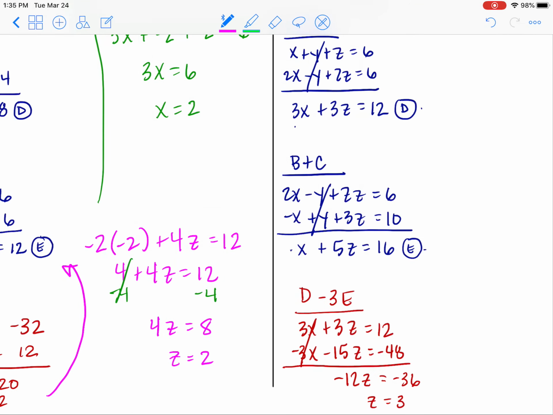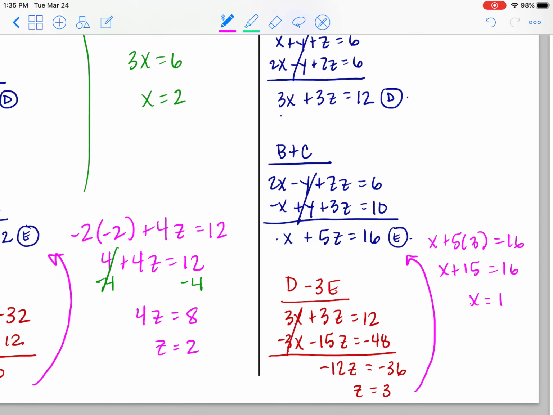Now I'm going to substitute that back in. So that can go into either D or E. I'm just going to choose to plug it in here to D. So I have x plus 5z, which we just found was 3. That has to equal 16. So x plus 15 has to equal 16. If I subtract that 15 over, then x has to equal 1.